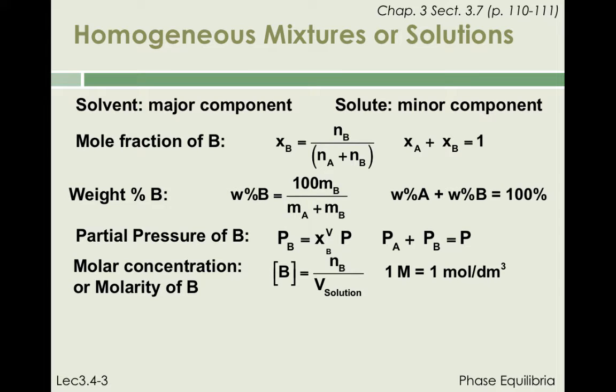Another common measure of concentration of a solute B is the molality of B, which we define here by the symbol small b of B, and which is defined as the number of moles of B divided by the mass of solvent used to make that solution.